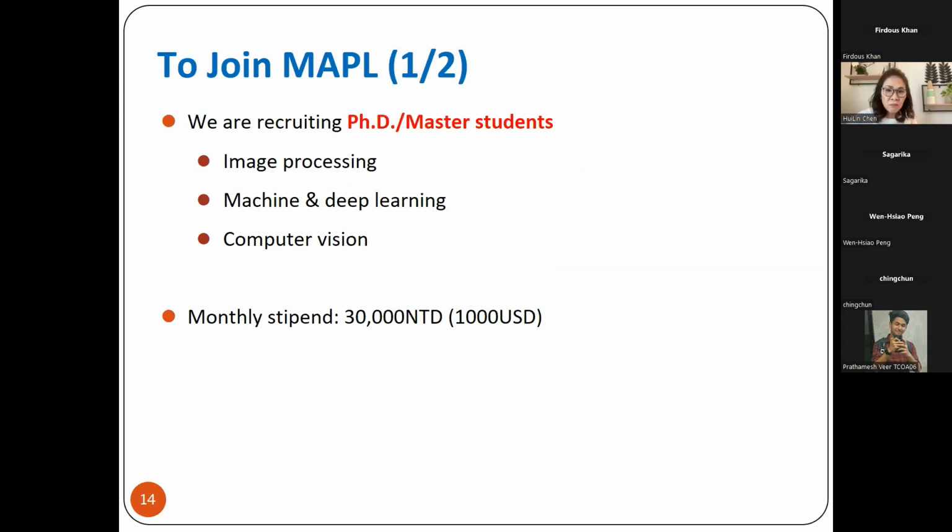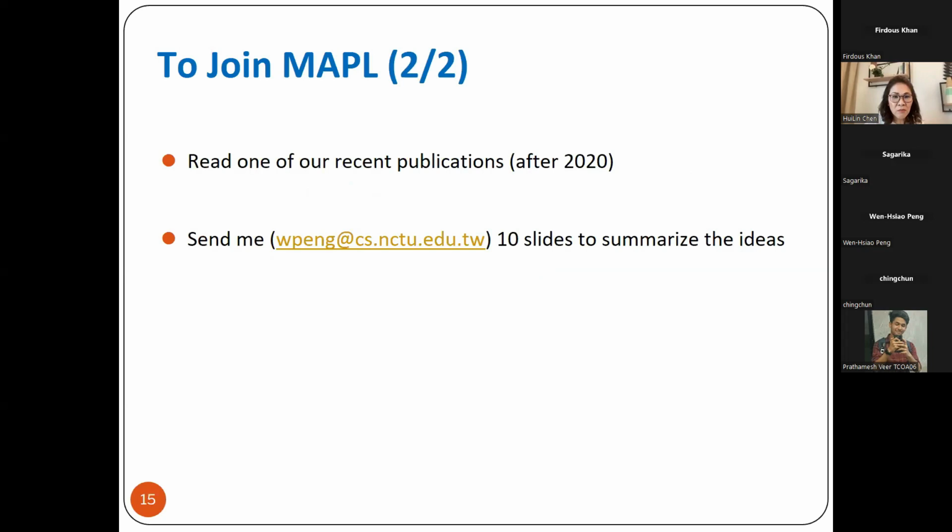So we are right now recruiting PhD and master students who are interested in doing research related to image processing, machine and deep learning, and computer vision. You should expect to receive a monthly stipend of around $1,000 per month. To join our lab, I encourage you to visit our research website and read one of our recent publications, particularly those after 2020. And I would encourage you to send me 10 slides summarizing your study and your understanding of our work. Then I will schedule an interview with you to see how we should proceed from here.